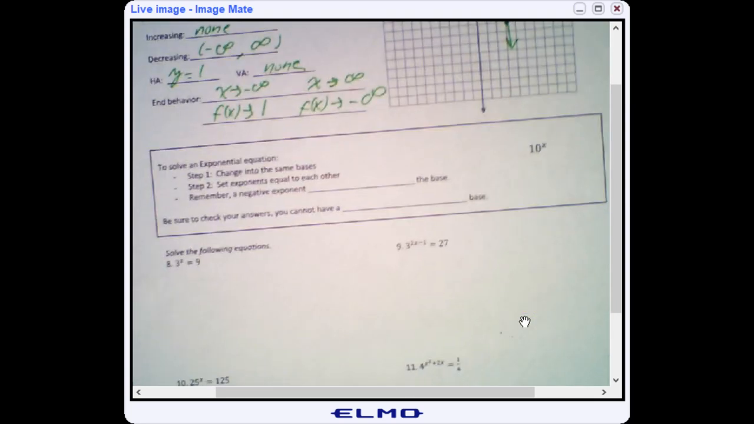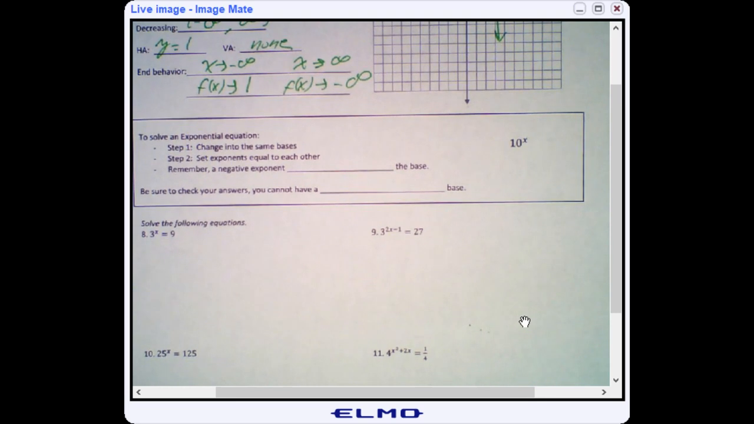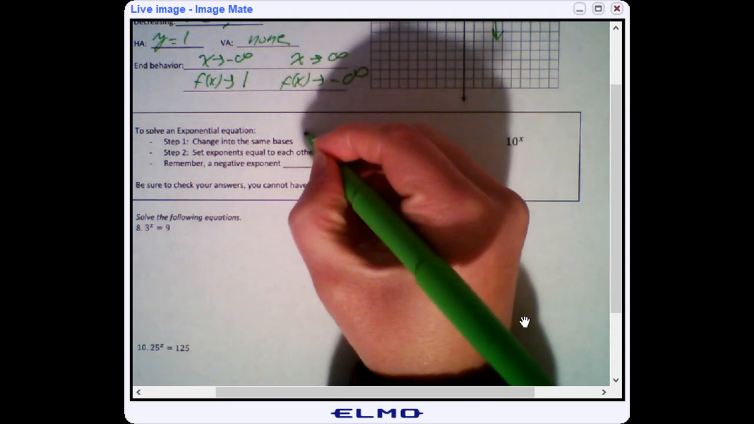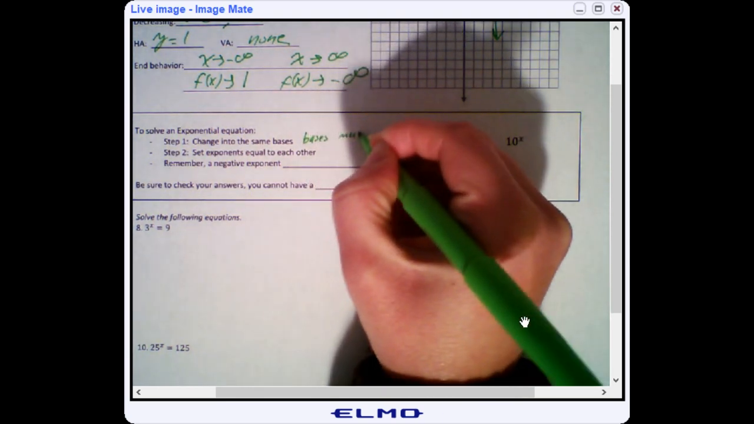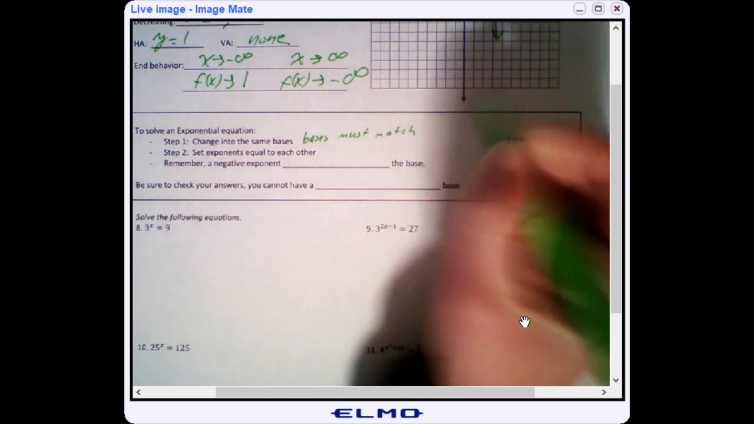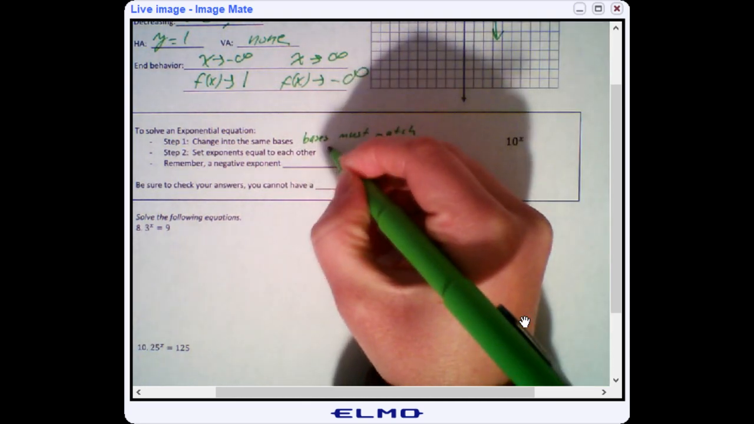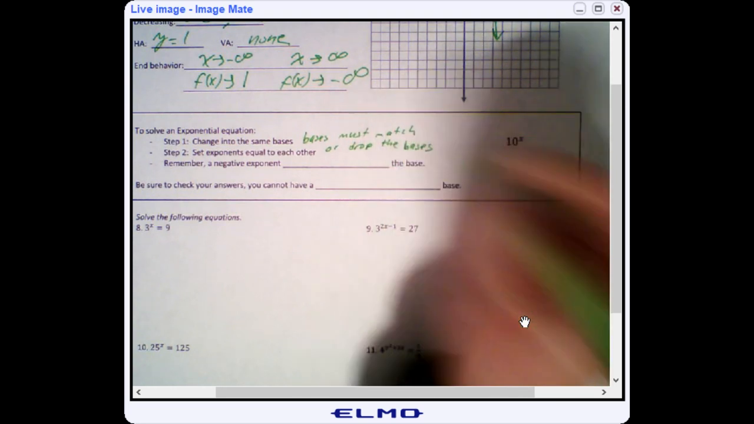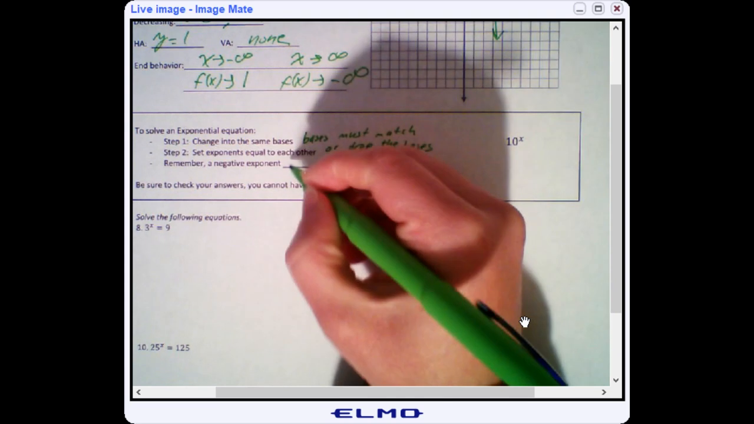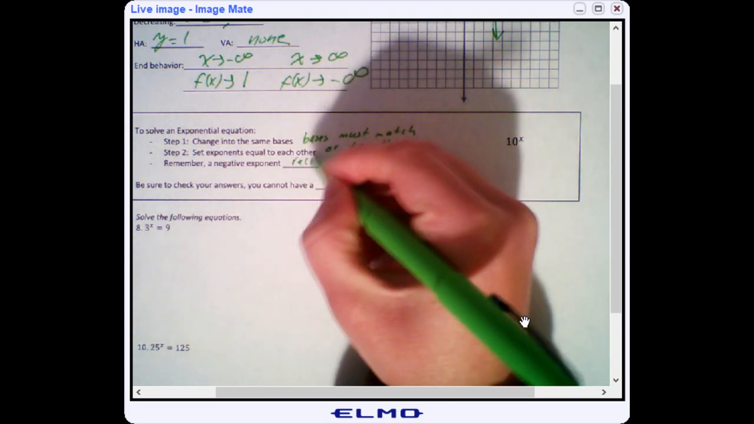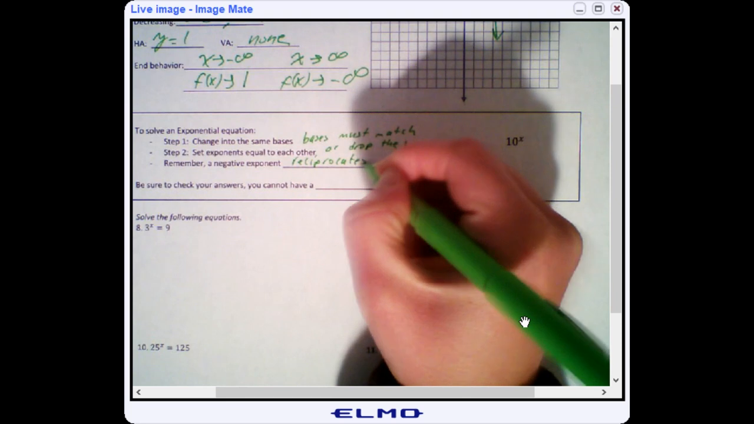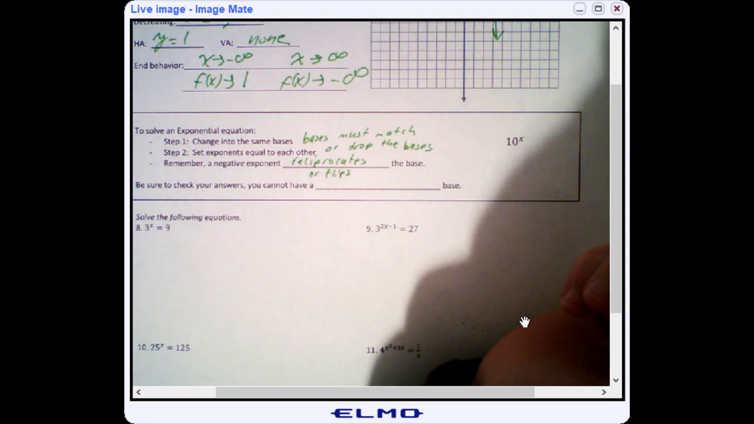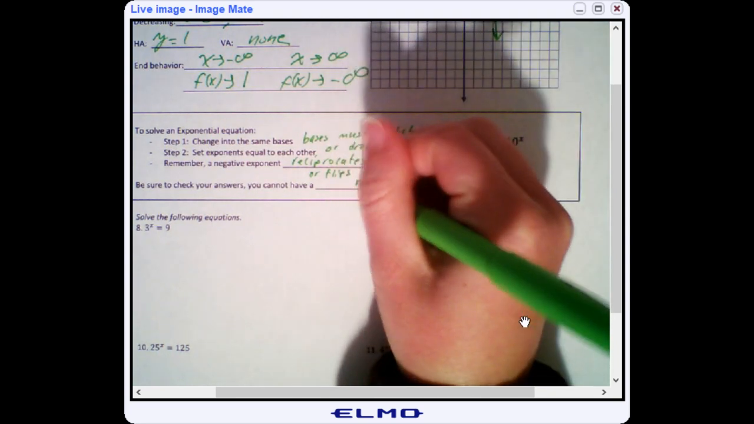To solve an exponential equation, we're going to change it into the same base, so the bases have to match. Then we're going to set the exponents equal to each other or drop the bases. Remember, a negative exponent reciprocates or flips the base. Be sure to check your answer. You cannot have a negative base.